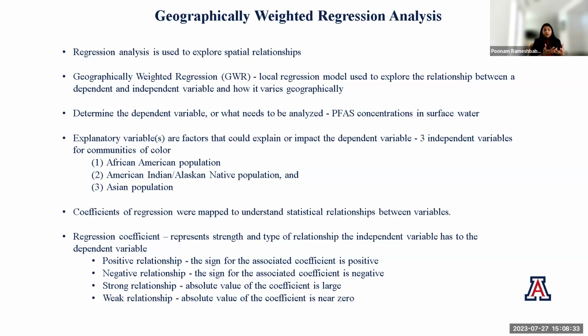So a regression coefficient is a value associated with each independent variable representing the strength and type of relationship the independent variable has with the dependent variable. So when the relationship is positive, the sign of the regression coefficient is also positive. And the absolute value of the coefficient helps us understand the strength of the relationship. So the higher the value, the stronger the relationship.